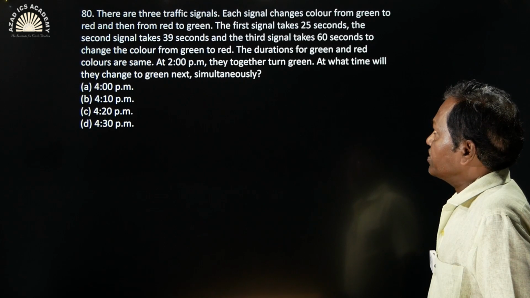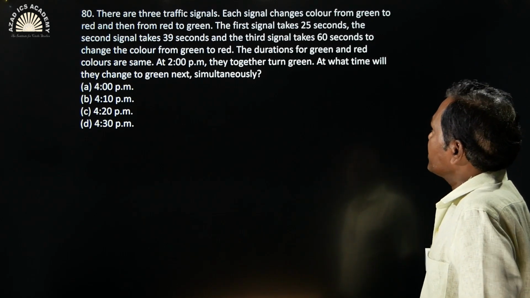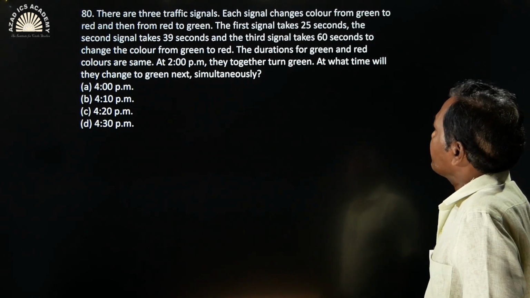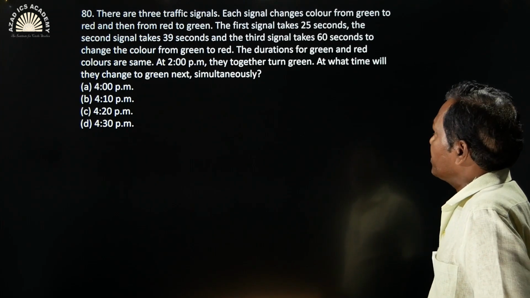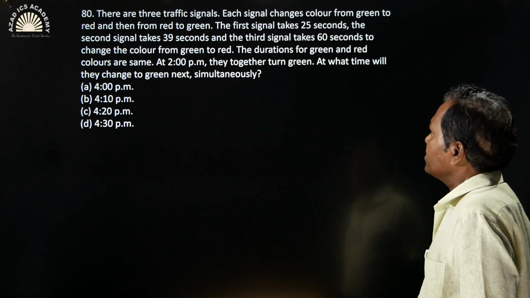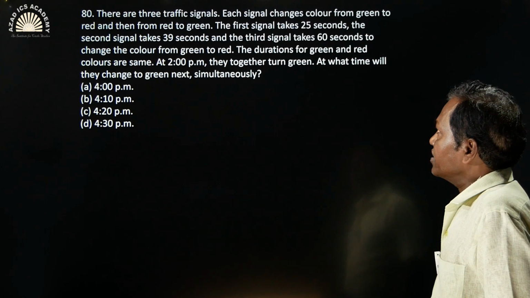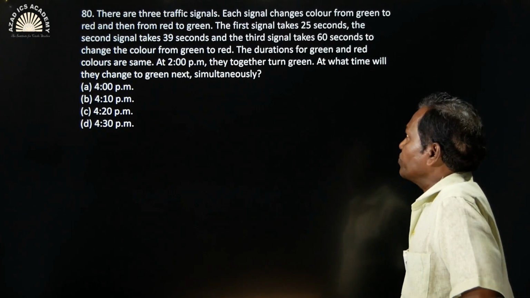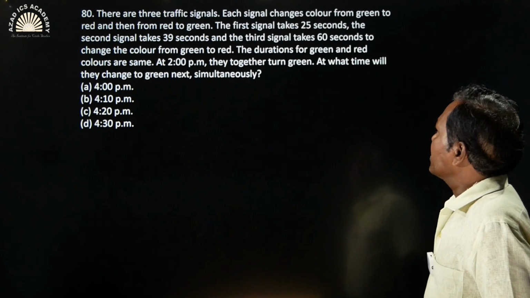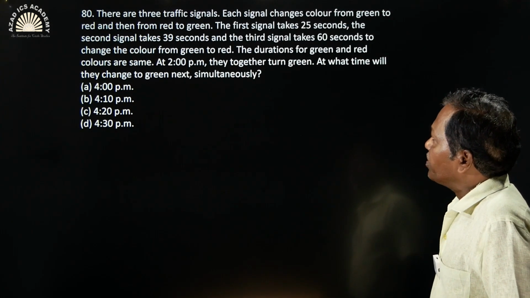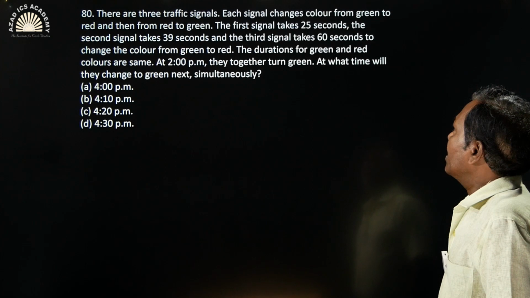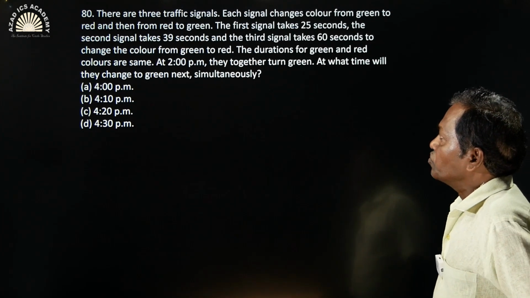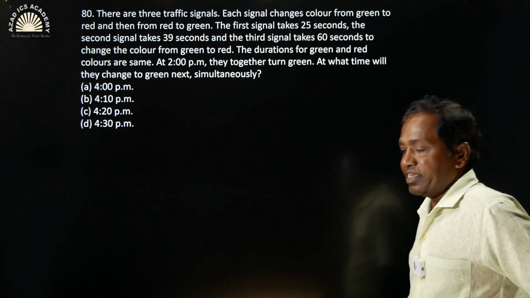Question number 80. There are 3 traffic signals. Each signal changes color from green to red, and then from red to green. The first signal takes 25 seconds. The second takes 39 seconds, and the third signal takes 60 seconds to change the color from green to red. The duration of the green and red colors are same. At 2 p.m. they together turn green. At what time will they change to green next simultaneously?